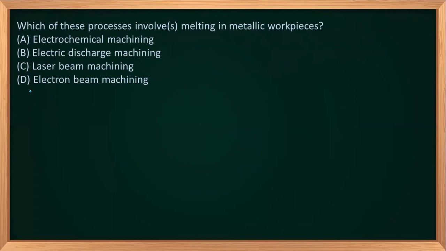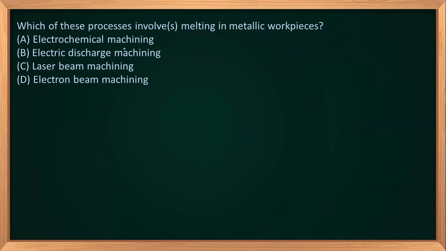Now, which of the following involves melting in a metallic workpiece? First thing is electrochemical machining. Then the second thing is electrodischarge machining, laser beam machining, electron beam machining. So what is the material removal mechanism in electrochemical machining?